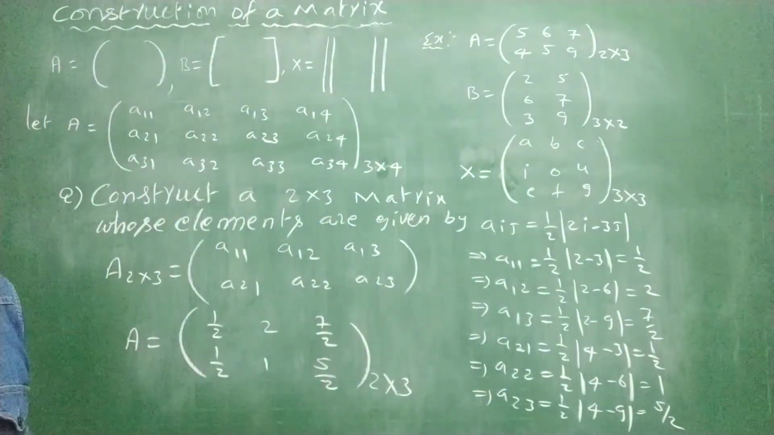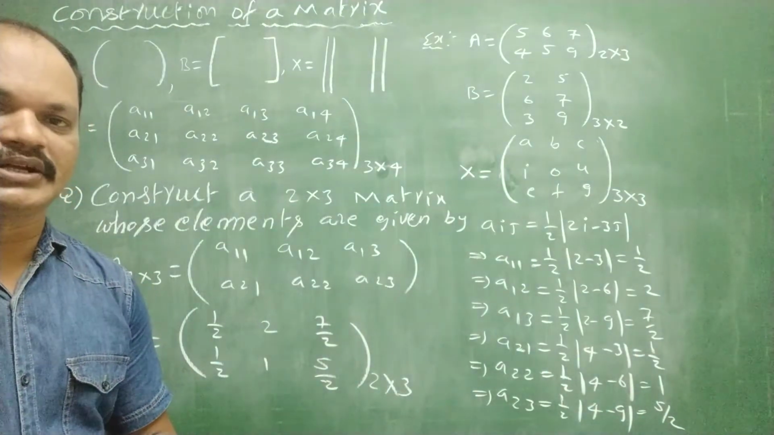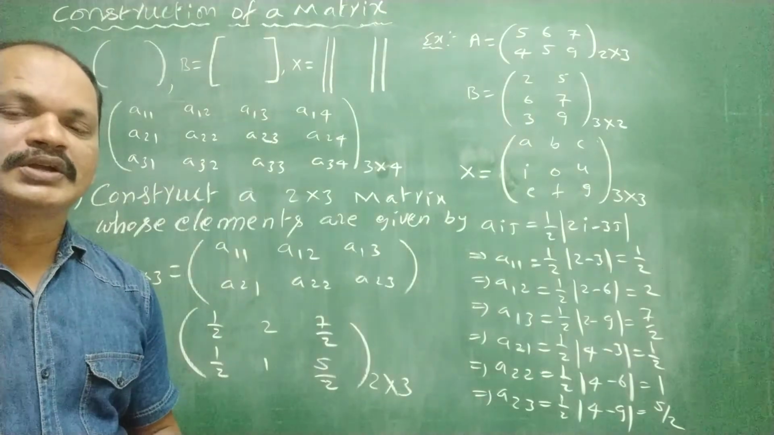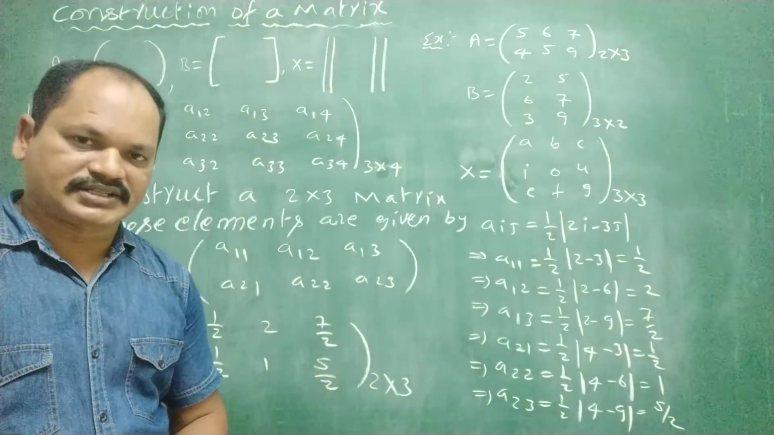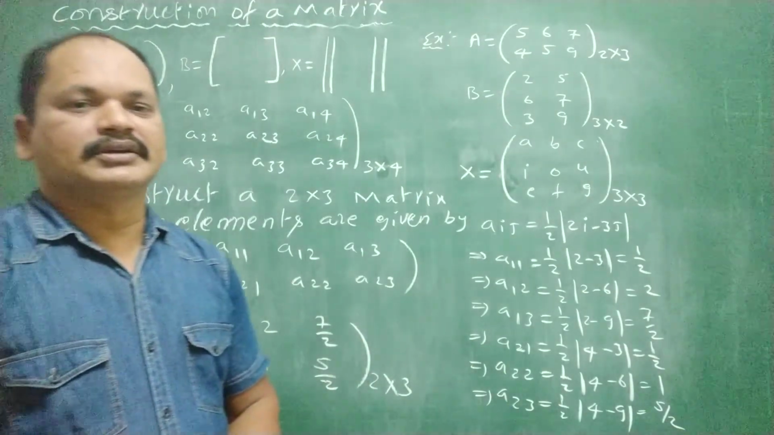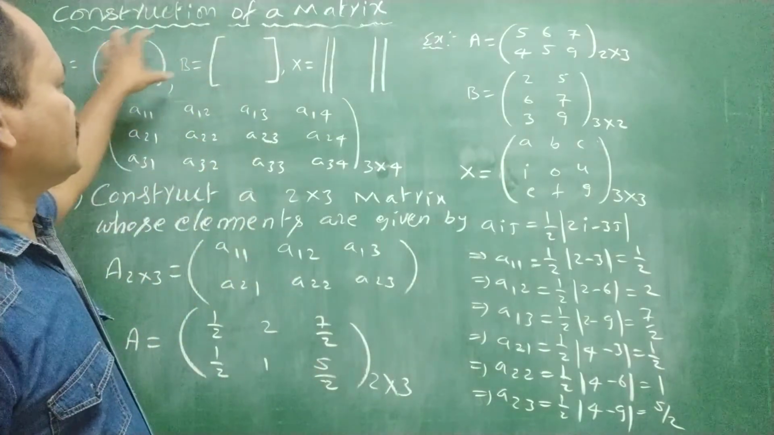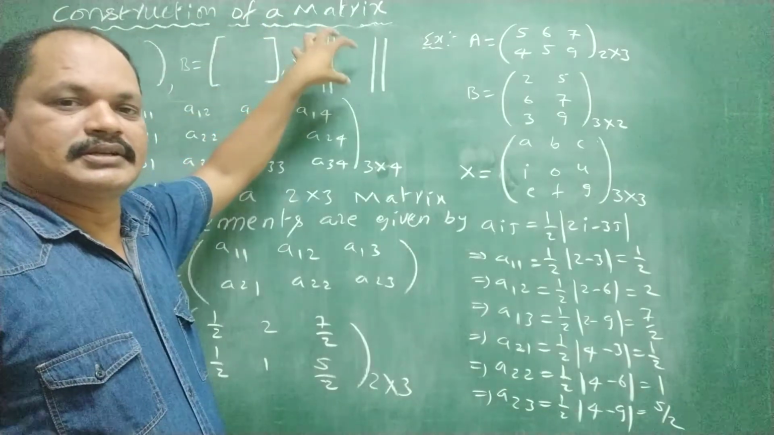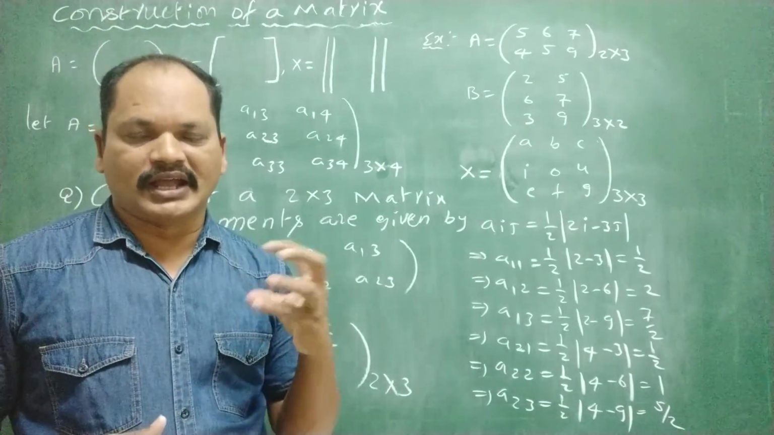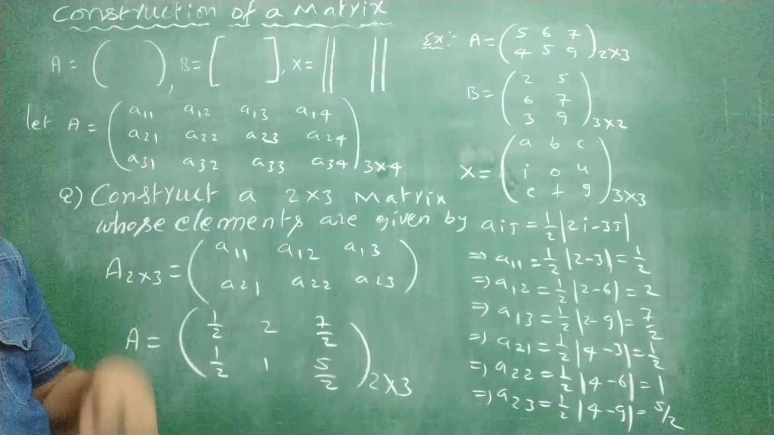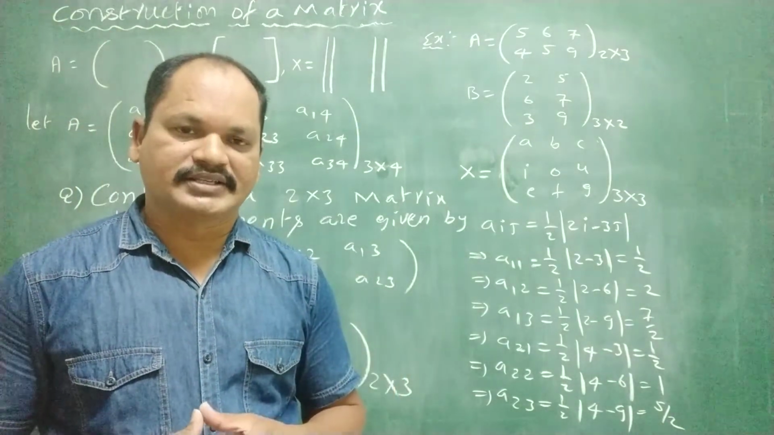That's why construction of the matrix is very important for competitive exams also, like JEE Mains and Advanced, since some related mixed conceptual questions also depend upon the construction of the matrix. Are you clear? Once again, listen all of you. These brackets represent the matrix, and a matrix is denoted by capital letters, involving the elements in the matrix denoted by small letters.